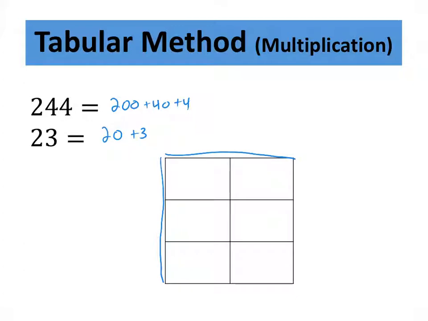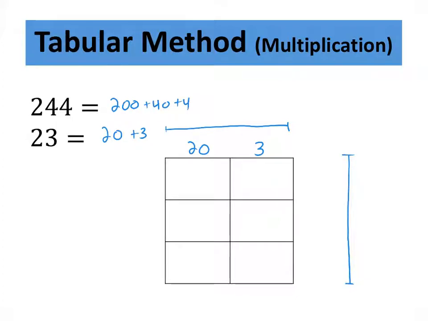And so when I go to multiply these things, we want to make those side lengths in the most simple way possible. So a 20 place and a 3 place. The length of this side from here to here is 23. And similarly, on the other side, we want each part: 200 is this segment, 40 would be the length of that segment, and 4. So that makes our multiplication easier.